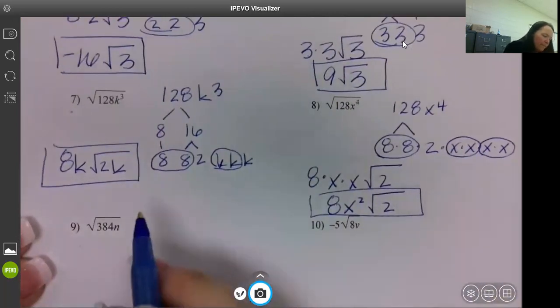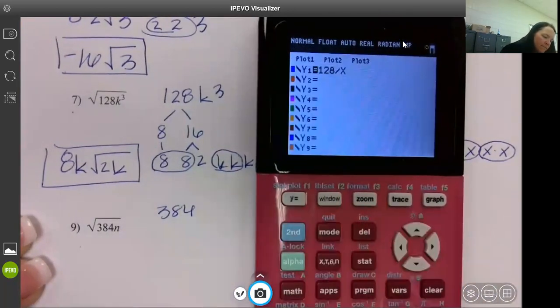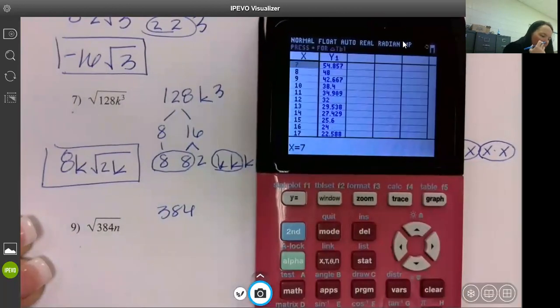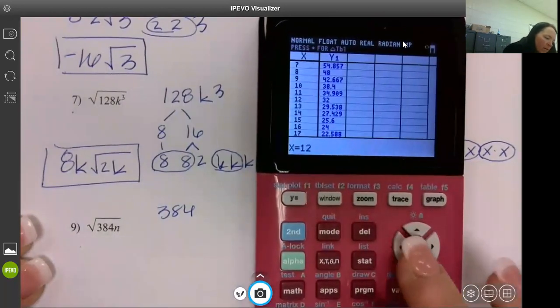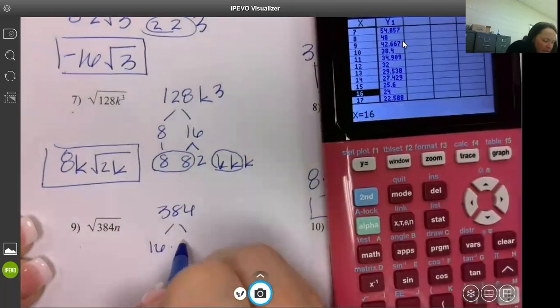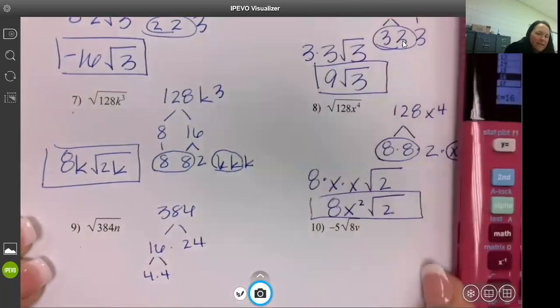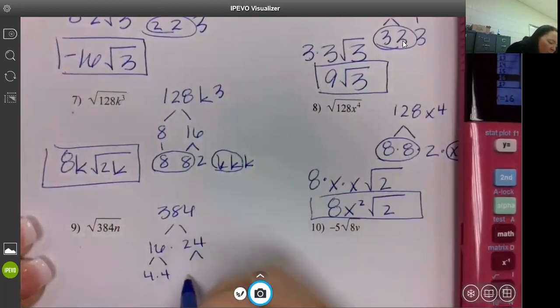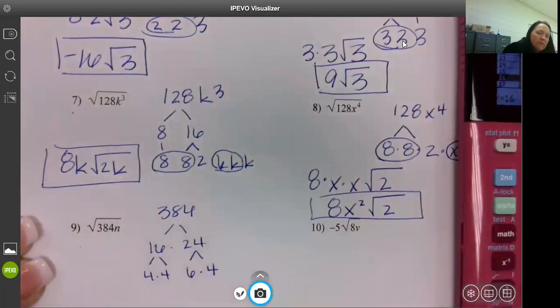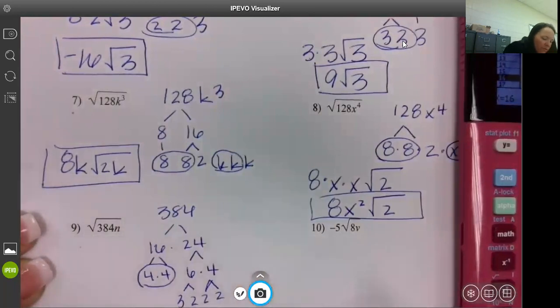2 more. We're going to break down 384. 16 and 24 are good ones. Doesn't matter what you choose. 16 and 24. 16 is 4 times 4. You can leave it just like that. 24 is 6 and 4. These are already a pair, so I'm going to circle them, but I'm going to keep breaking this one down. 6 is 3 and 2, and 4 is 2 and 2, so there's a pair.